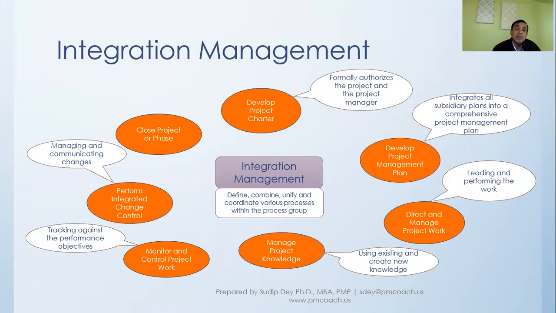And then finally, we'll have what is called close project or phase or contract. It is here that we finally formally close and tie up all the documents required in closing the project or the phase, and this will also include the contract, if you have to close some contracts with some of the vendors. So this is an overall picture of the different processes that come together in integration management.